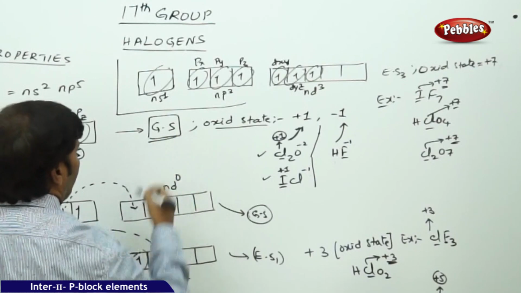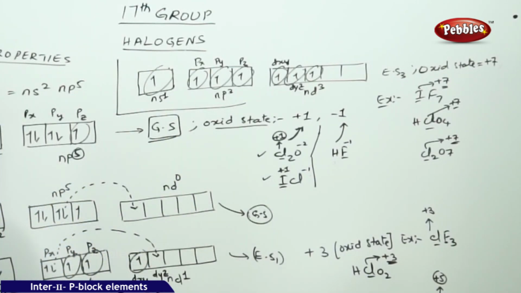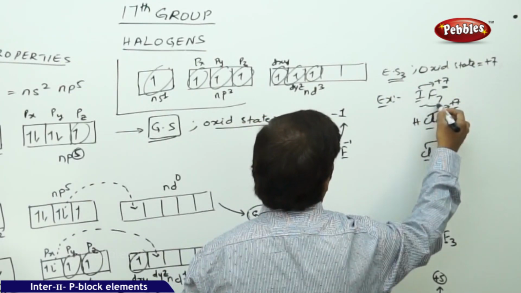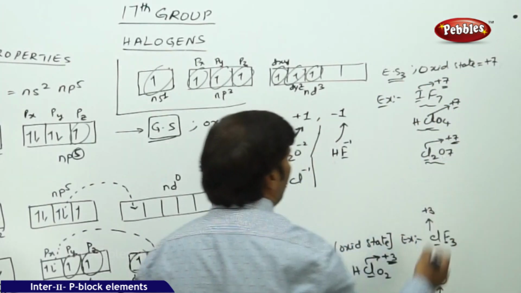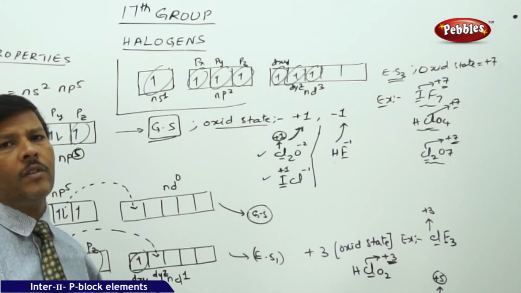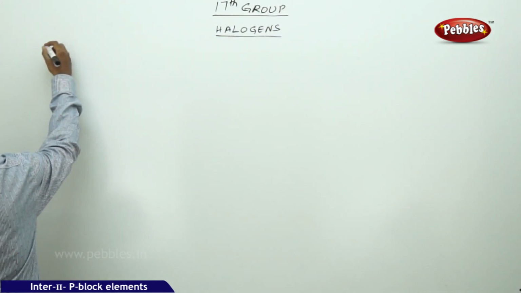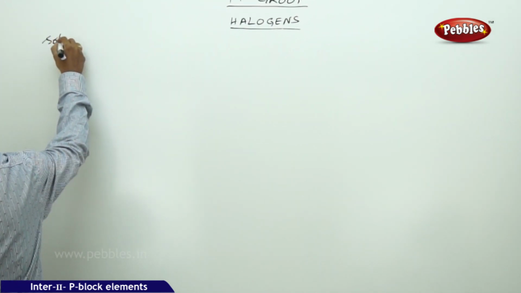The -1 oxidation state is possible in the case of the ground state, and the +1 oxidation state is possible in the case of the third excited state, and these are the corresponding examples we have taken, from the least oxidation state to the highest oxidation state. Now the next part of the chemical properties of halogens is solubility.